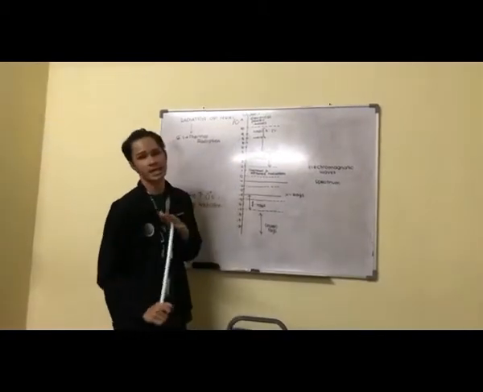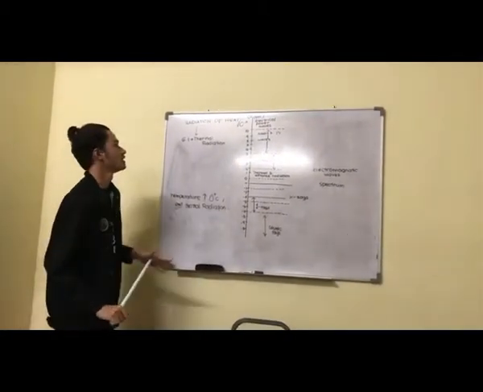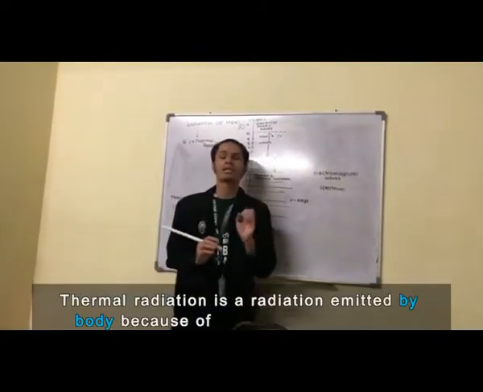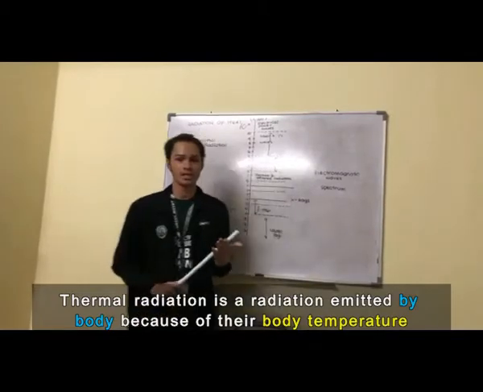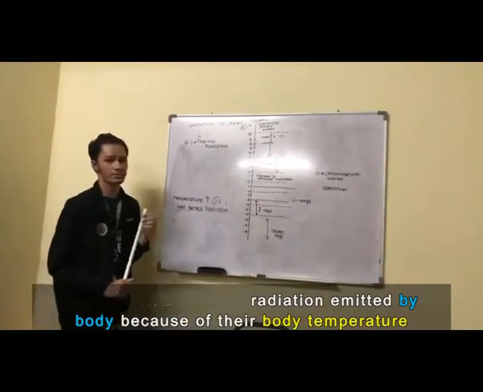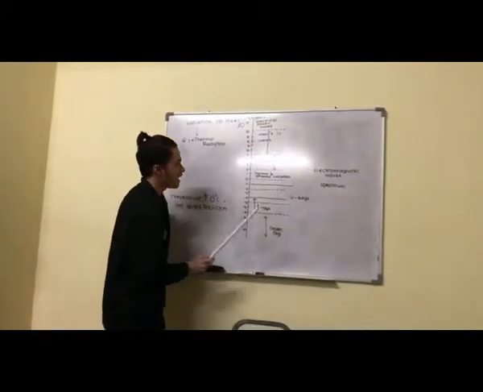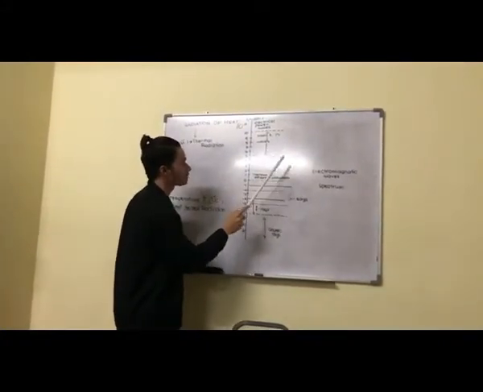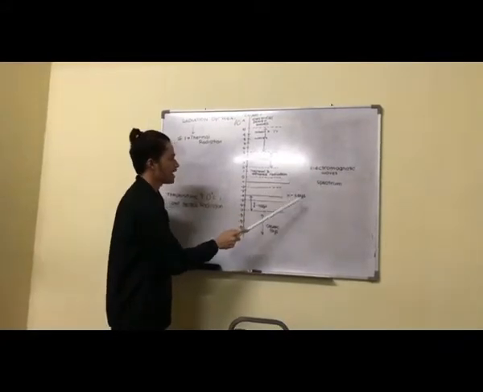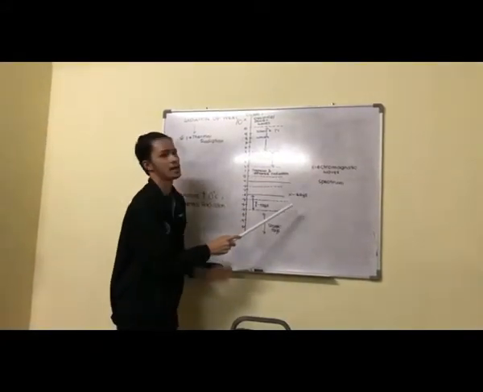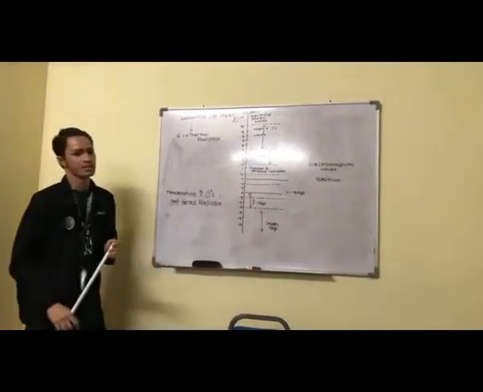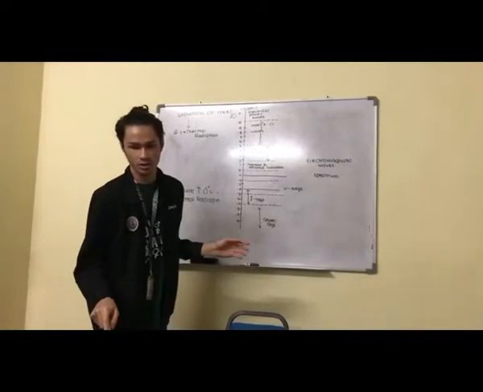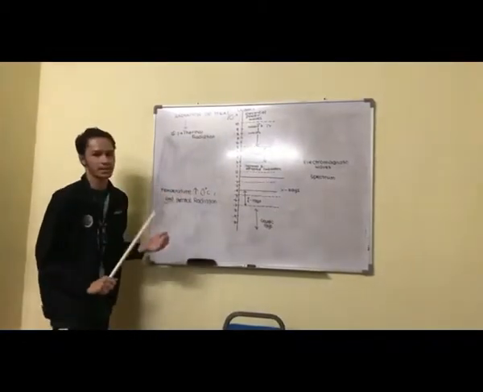Today I'm going to present about thermal radiation. Thermal radiation is a form of radiation emitted by bodies because of their temperature. As we know, it differs from other forms of electromagnetic waves, such as radio and TV waves, microwaves, X-rays, and gamma rays, because those are not related to temperature. Alright, next I'm going to talk about the types of electromagnetic radiation.